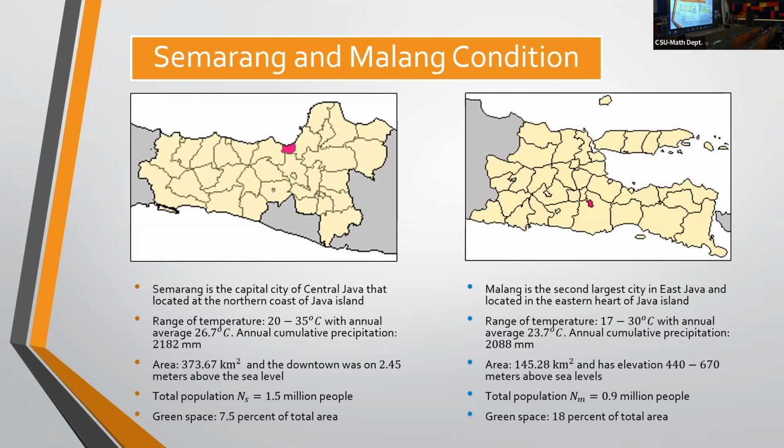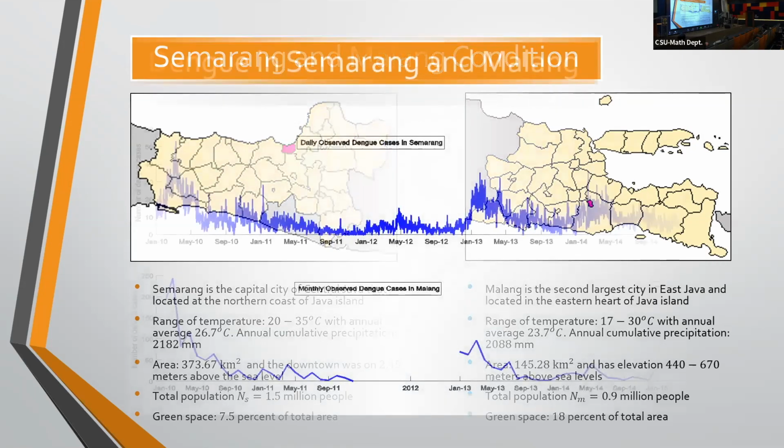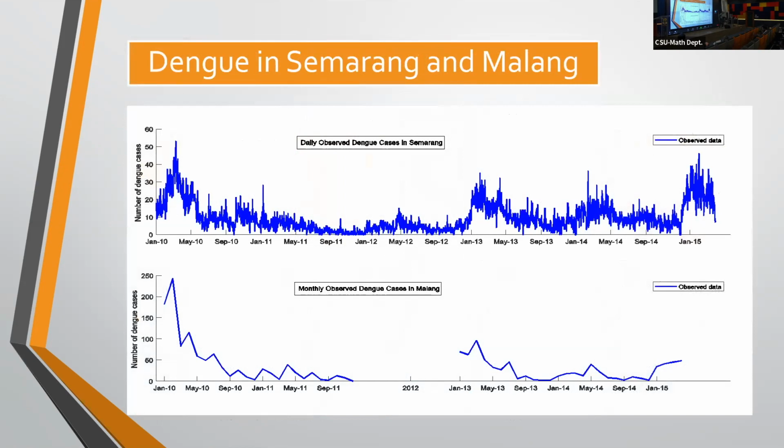And then we also have a different area for Malang and Semarang. The green coverage for Malang is greener than Semarang. We have 18% of the total area as green space, but Semarang only has 7.5% green area. So with this situation, we want to compare the dengue data for Semarang and Malang.